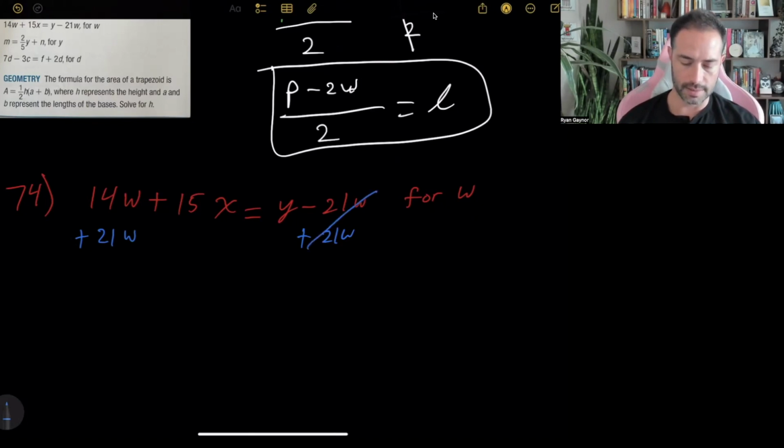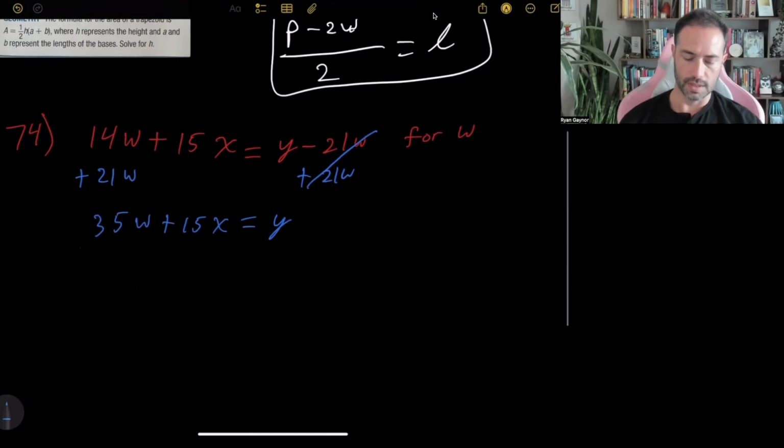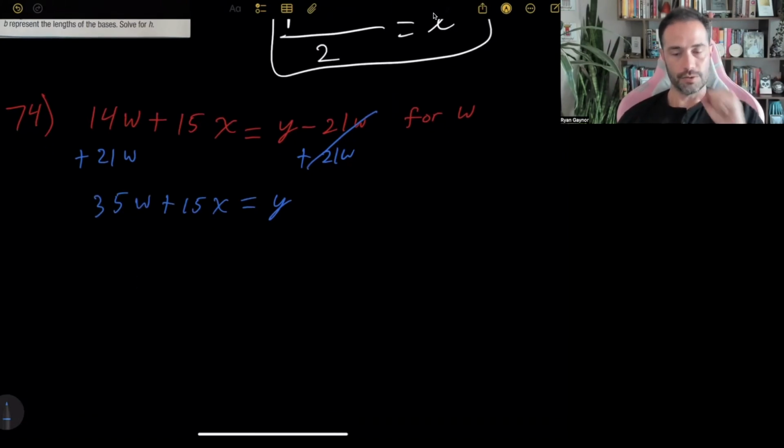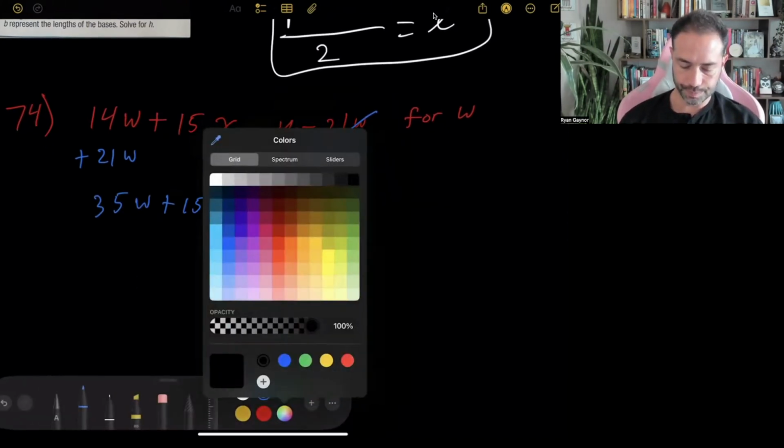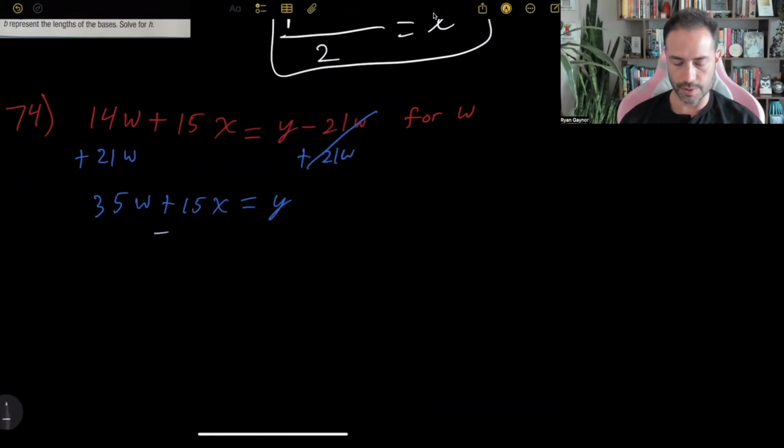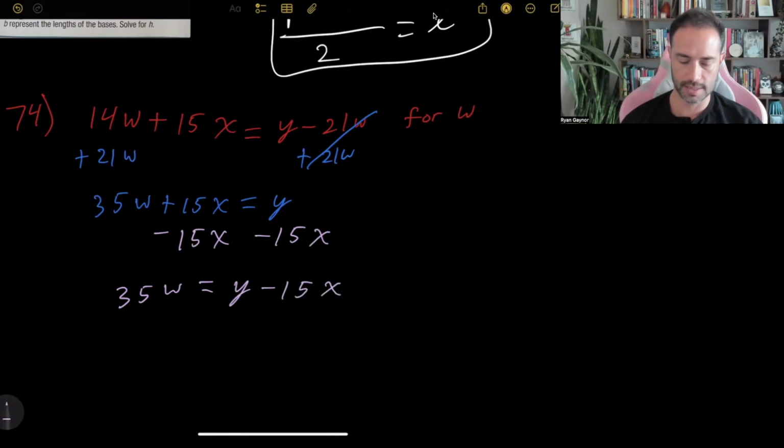All right, so that cancels out. So now we have 35W plus 15X equals Y. Okay, so now we're going to subtract the 15X on both sides, because remember, I want to isolate the W. There's a plus 15X, so I've got to move it to the other side. So we've got 35W equals Y minus 15X.